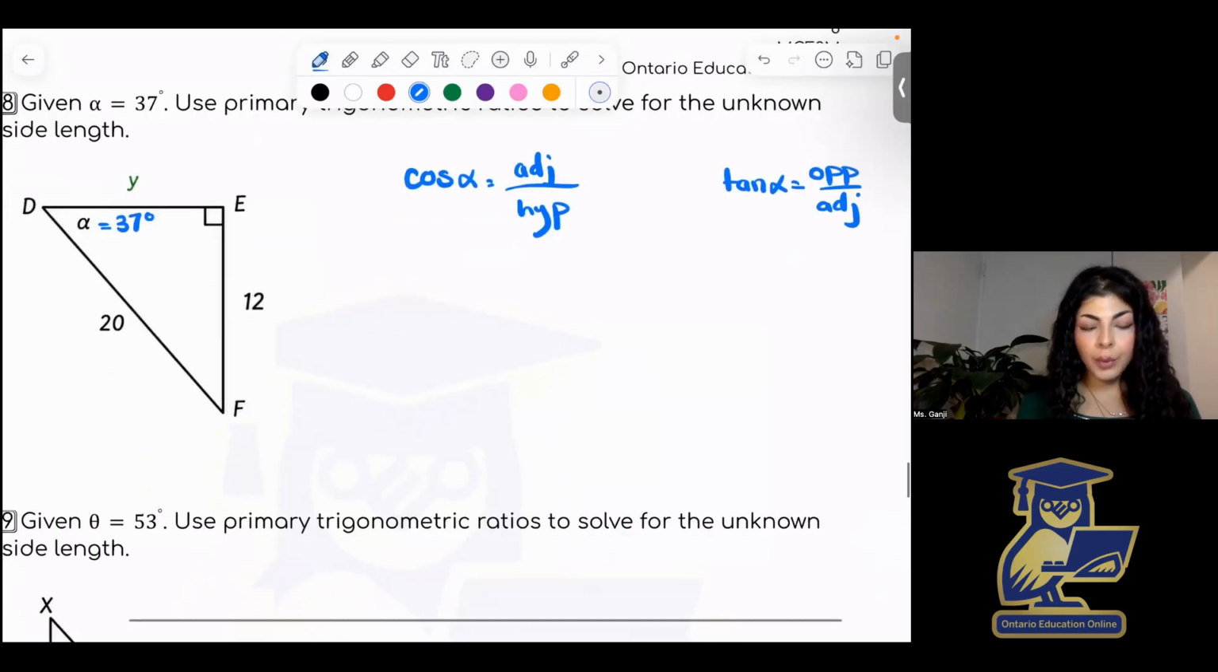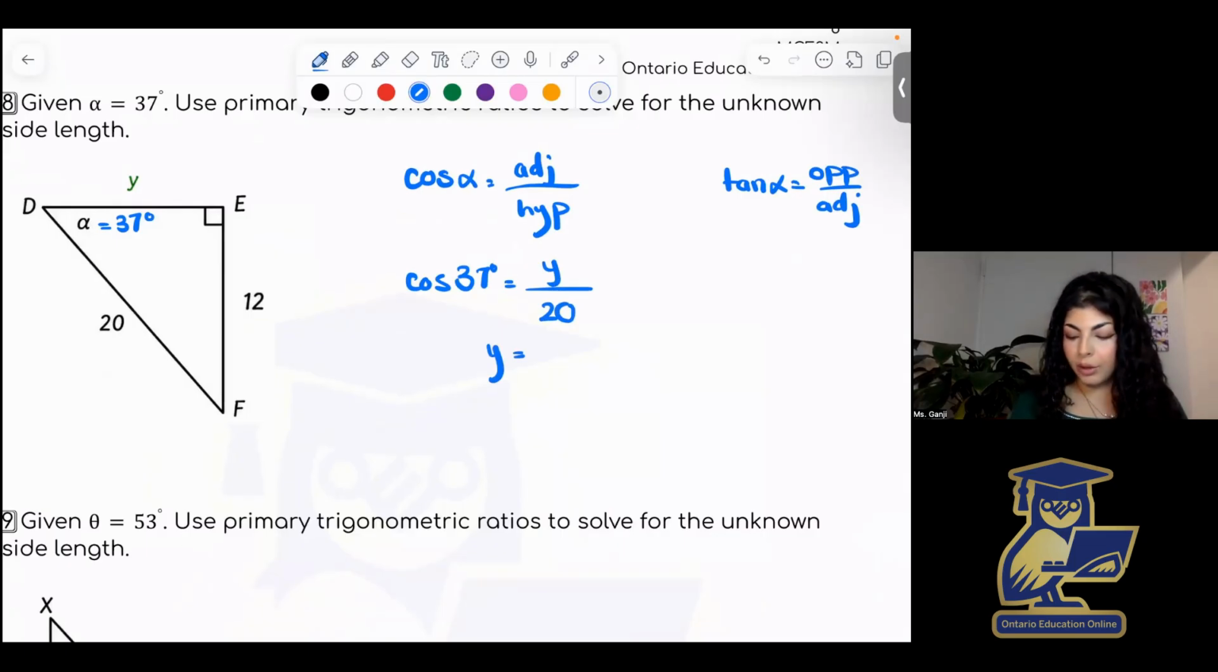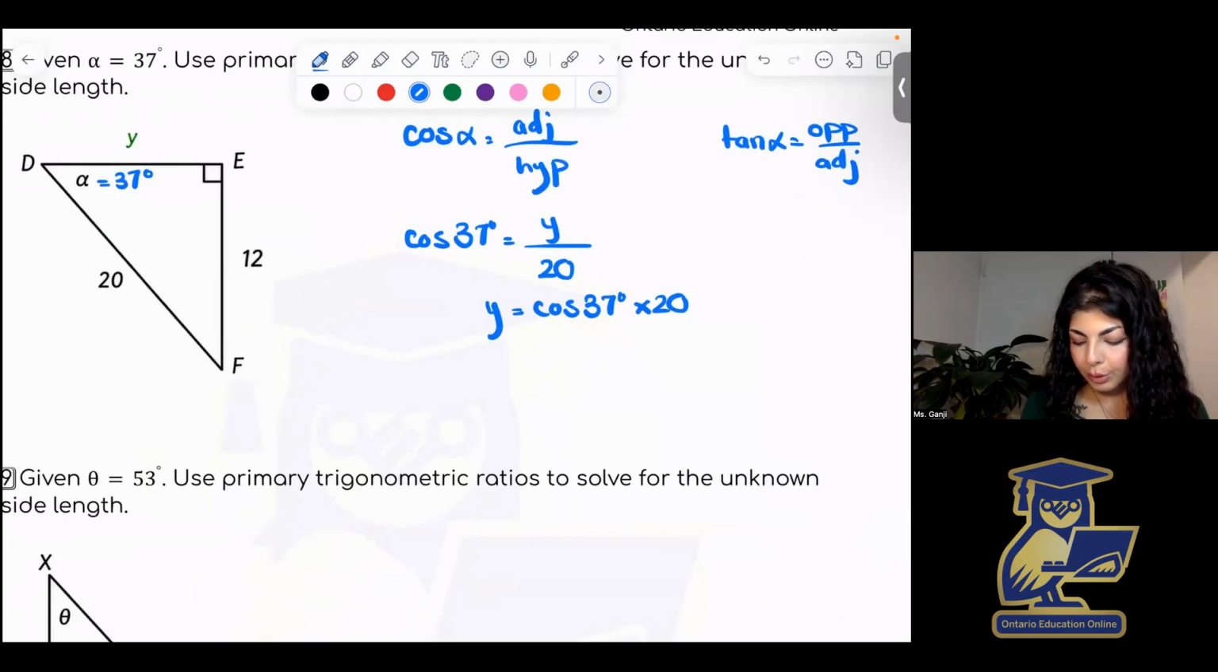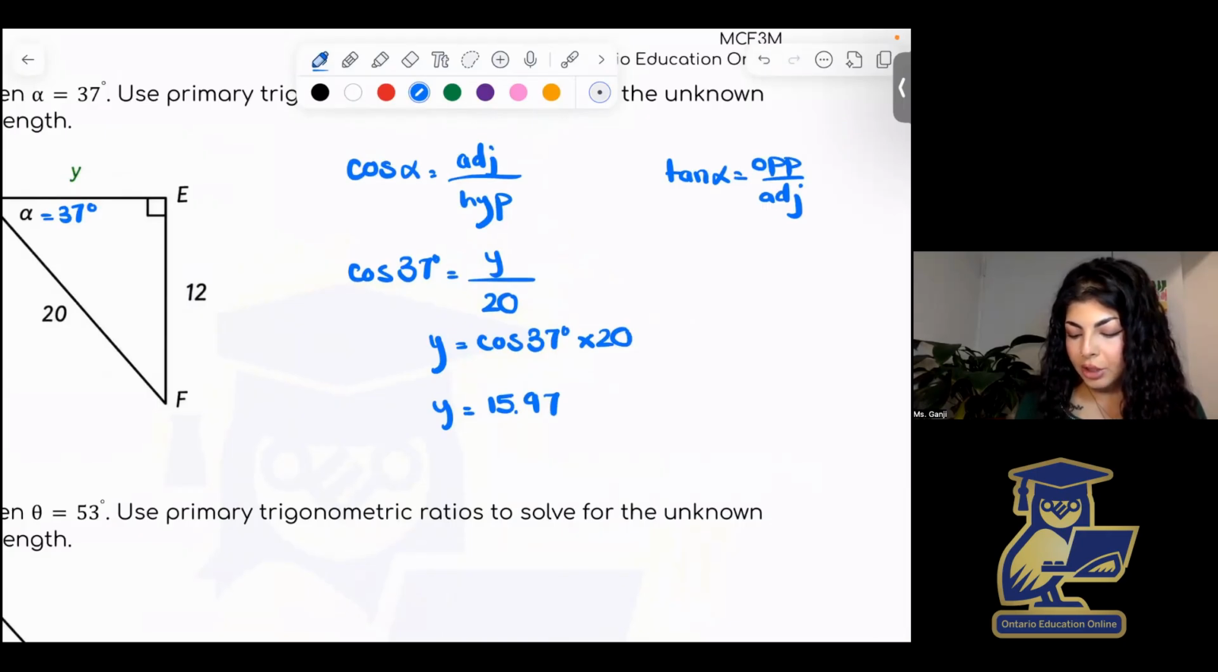Starting with the cosine, cosine of 37 degrees is going to be equal to y over 20. So then y is going to be equal to cosine of 37 degrees times 20. And if I just use my calculator for this, we get that y is equal to approximately 15.97.